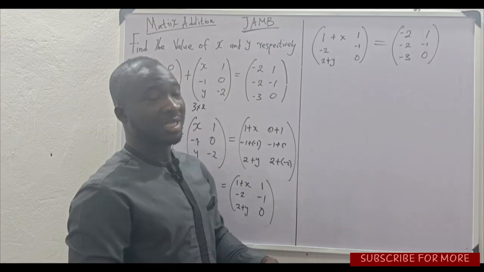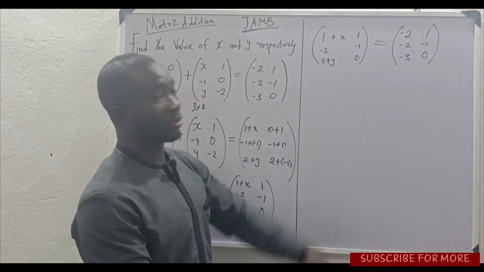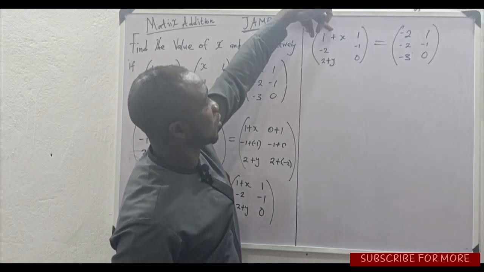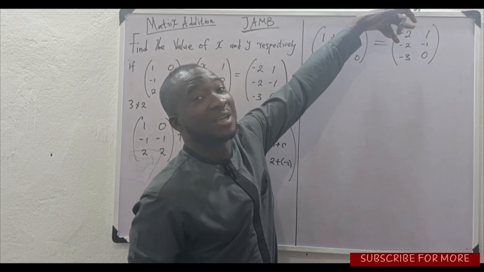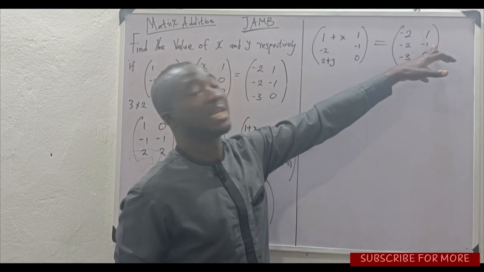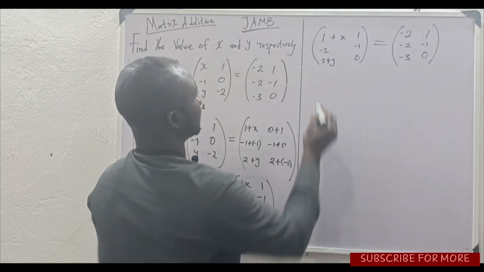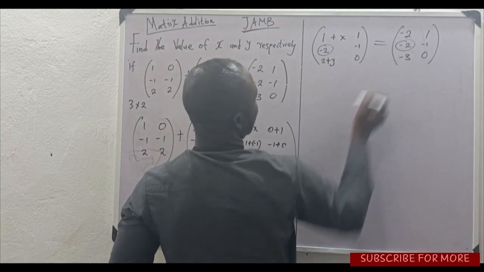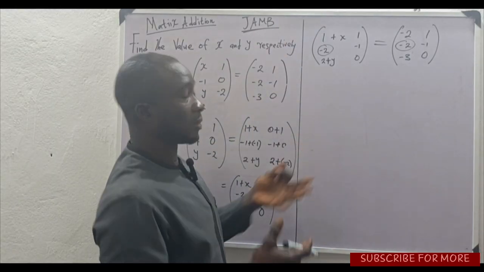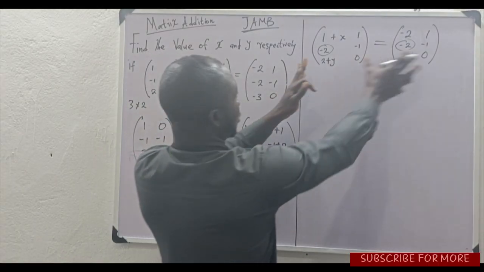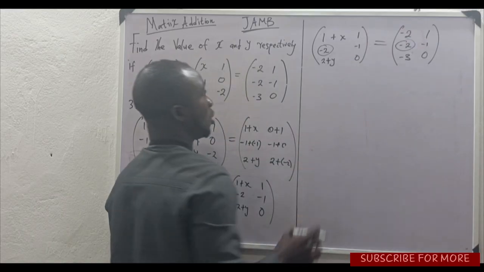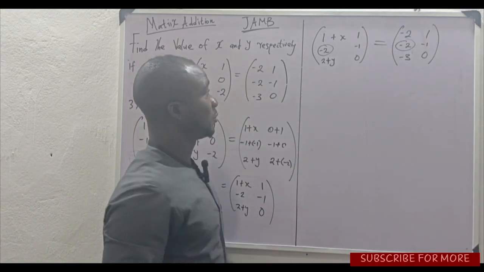What it means is that elements in the same position must be equal. In other words, the element in the first row, first column here will be the same as the element in the first row, first column here. The element in the first row, second column will be the same element here. As you can see, this minus 2 is here, this is minus 2 here, which also shows that elements in the second row, first column are the same. So if that is true, to obtain the values of y and x, we equate the elements in that position.